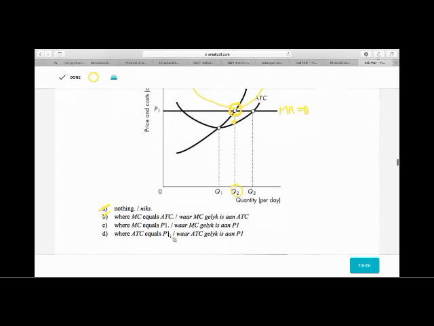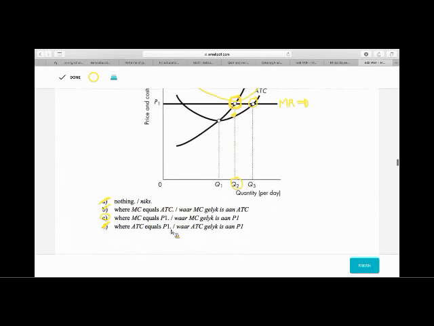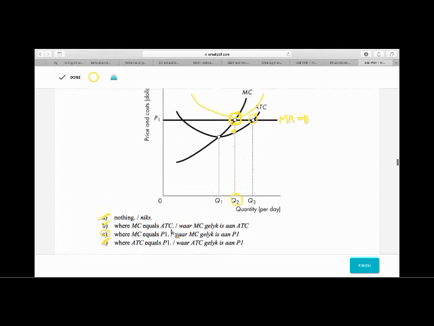Yes, that's true, because price 1 is the same as marginal revenue for a perfectly competitive firm. And then D says where ATC equals price 1. So that's over there. And we can see that that point there does not satisfy profit maximization. So D would be incorrect. So the answer is C, where MC equals price 1.